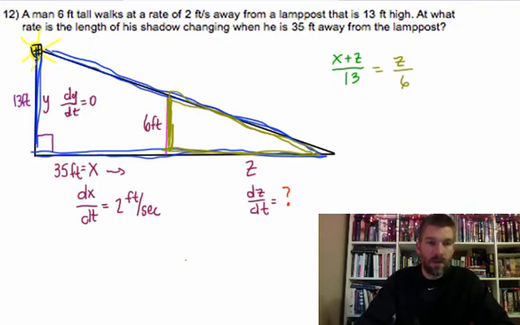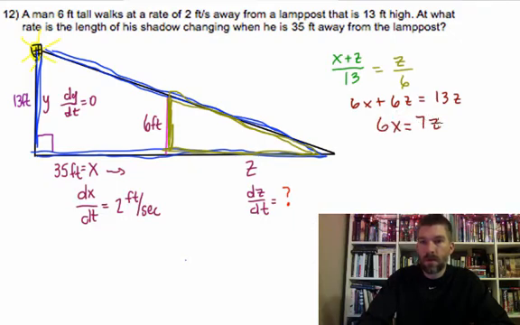So go ahead and start cleaning this guy up a little bit. Let's see. I'm going to cross multiply, so 6x plus 6z equals 13z. And I'm going to go ahead and move the z's to one side. So 6x equals 7z. And then take the derivative.